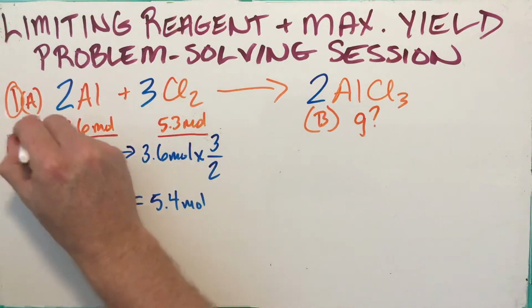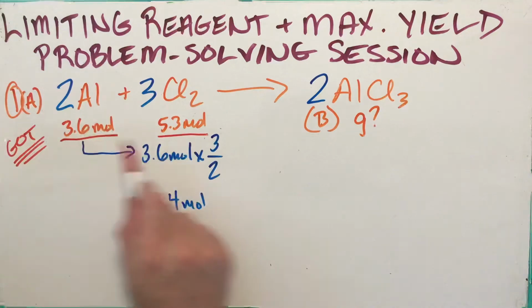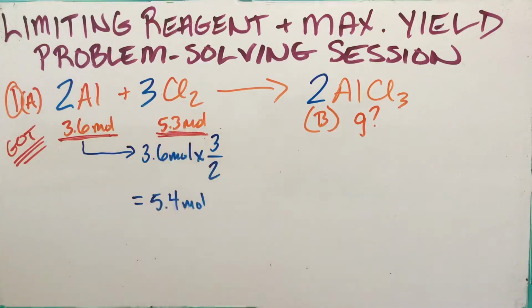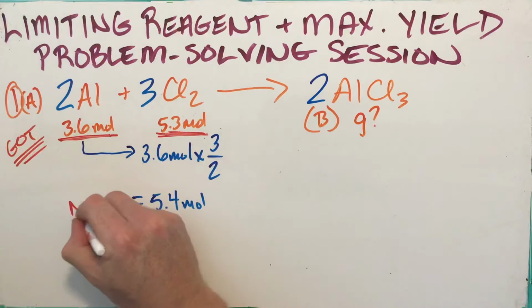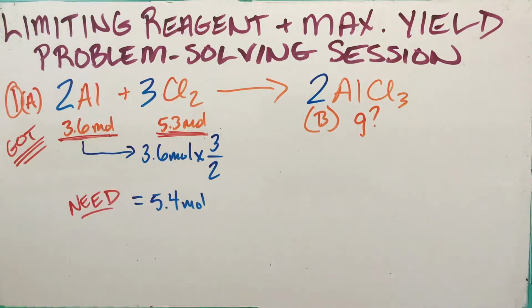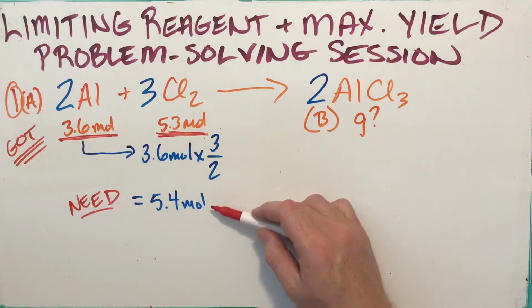So now remember, we've got 2 values here, this one and this one. This is what I got, right? So I underline them. I know I have that. I know I have that. That's what I got. That's what I'm working with in my lab. This down here is what I need, right? I need 5.4. Well, how much do I got?